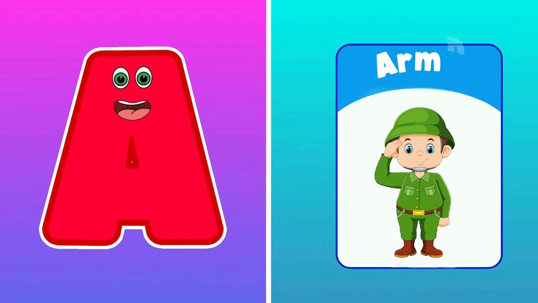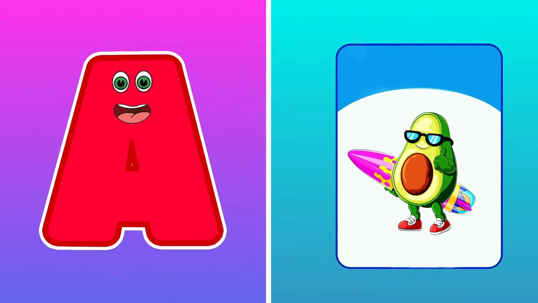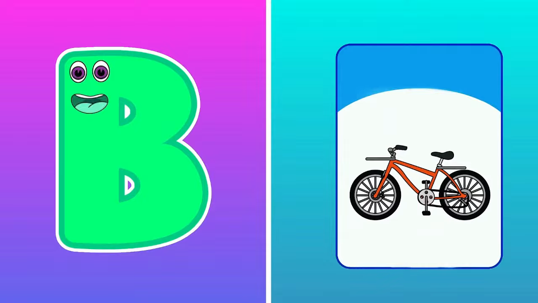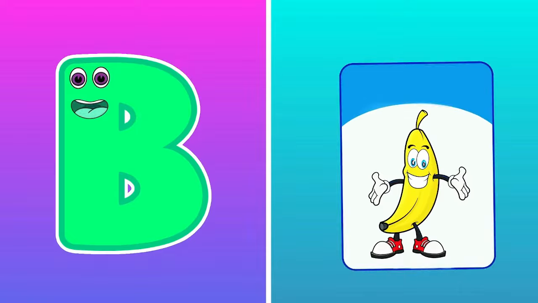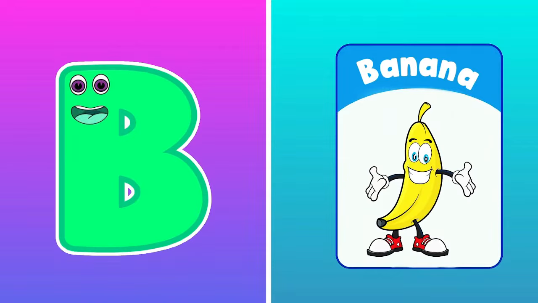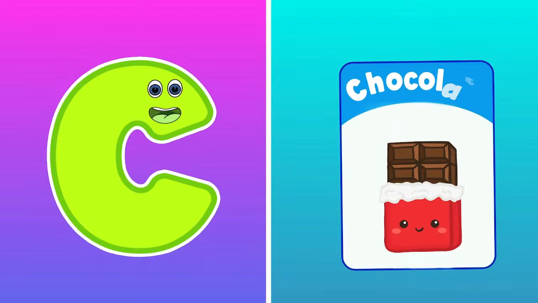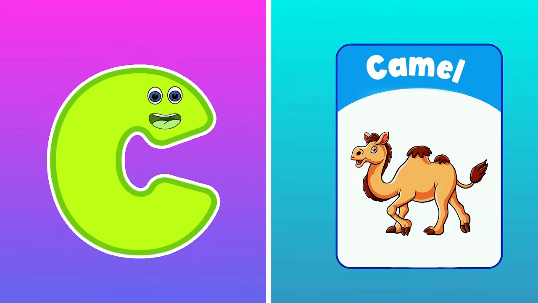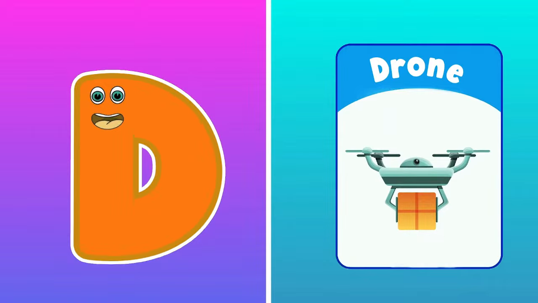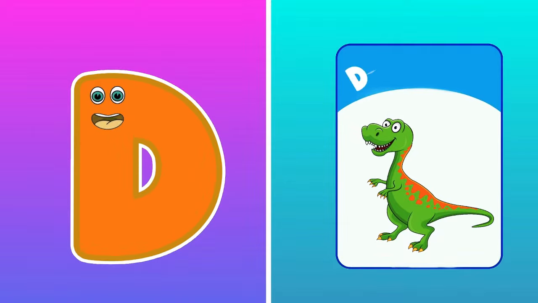A, army, avocado. B, bicycle, banana. C, chocolate, camel. D, drone, dinosaur.